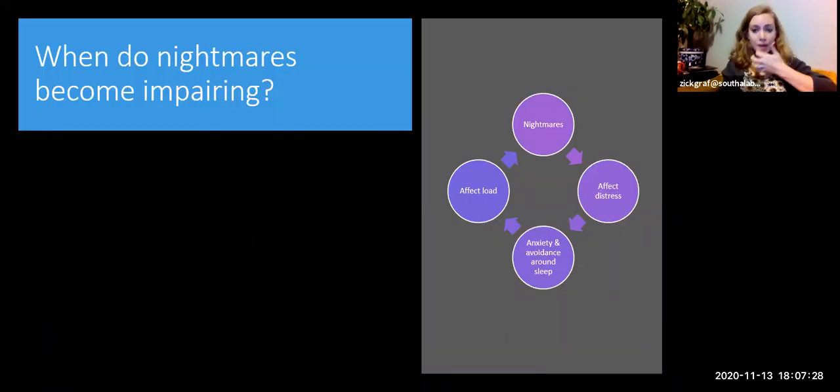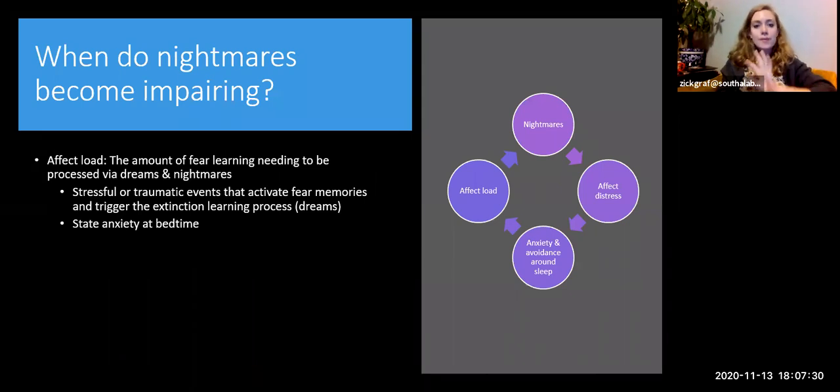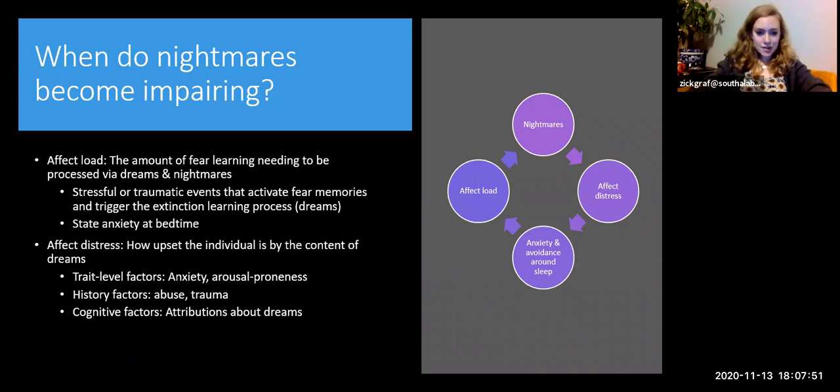So why do nightmares become impairing? There's a distinction between what's known as affect load, which is the amount of fear learning that we have to overcome, that we have to process in our dreams and nightmares. This is like the amount of stressful or traumatic things that happen to you, how anxious you are when you're going to bed, how much trauma you've experienced that day, how much stress. And there's also affect distress.